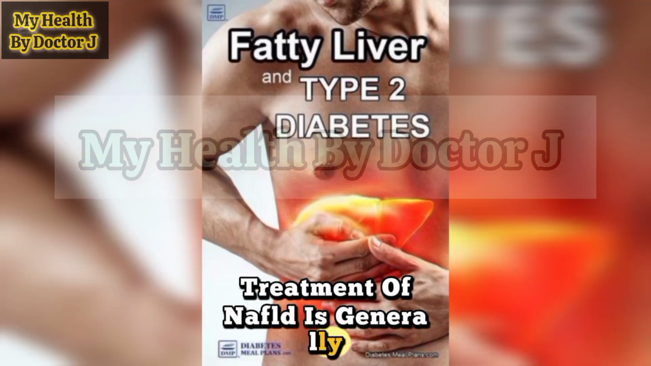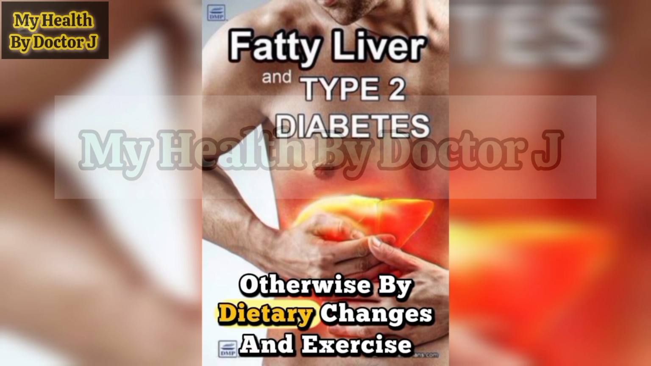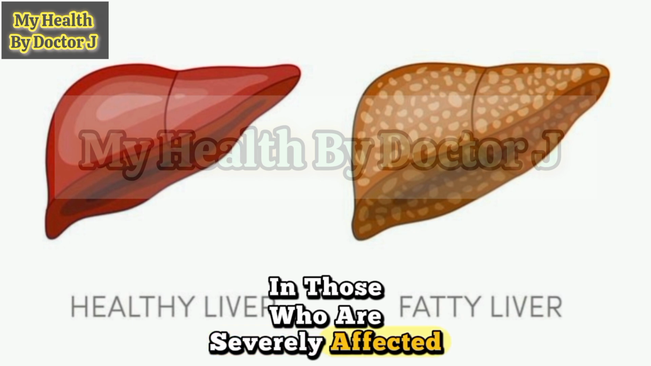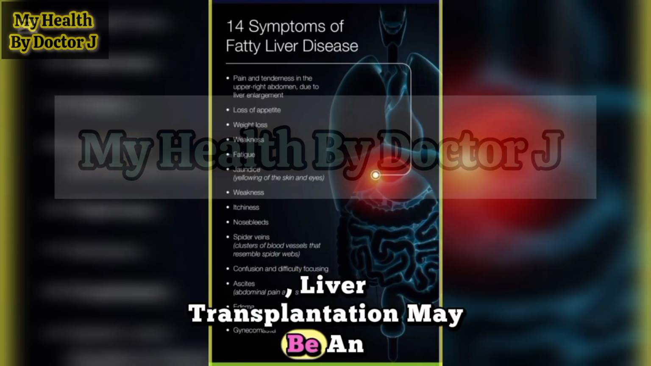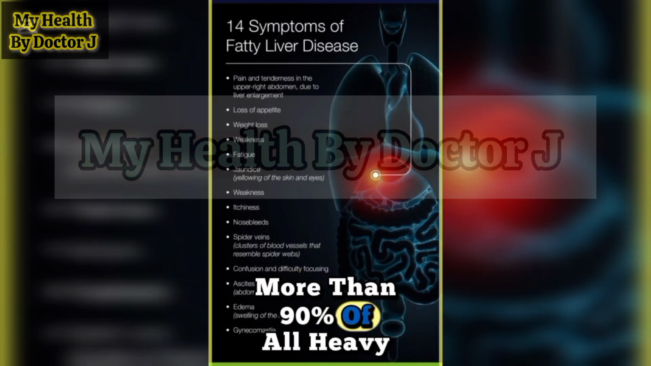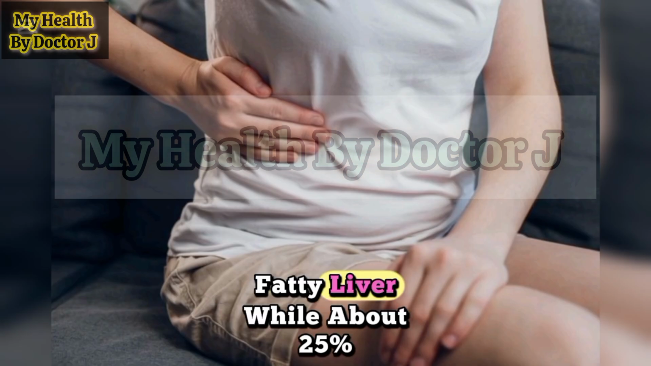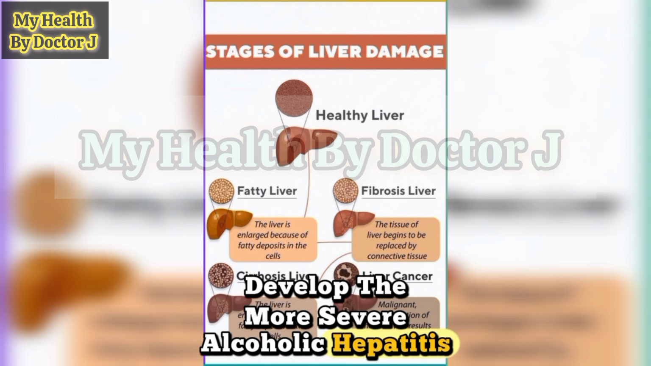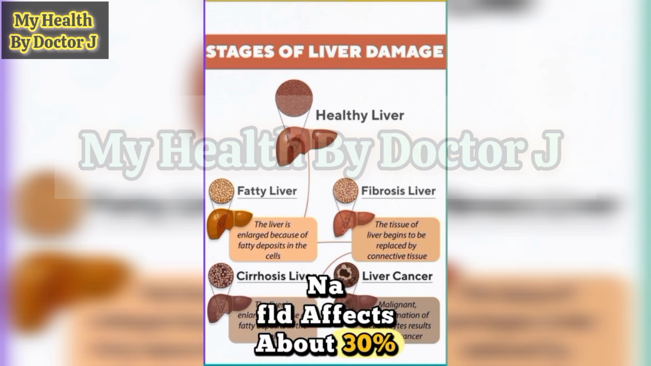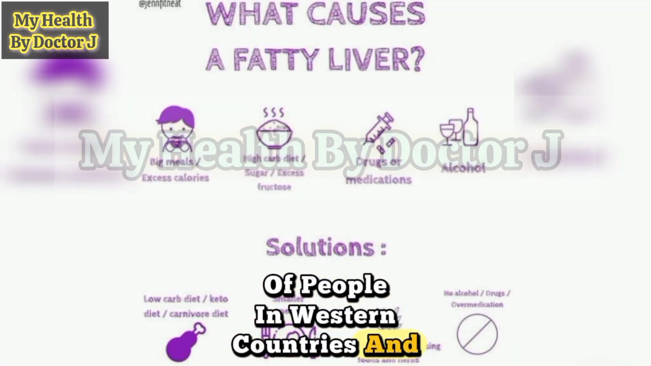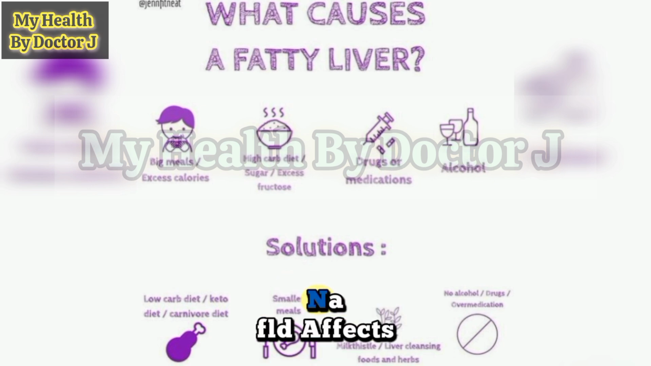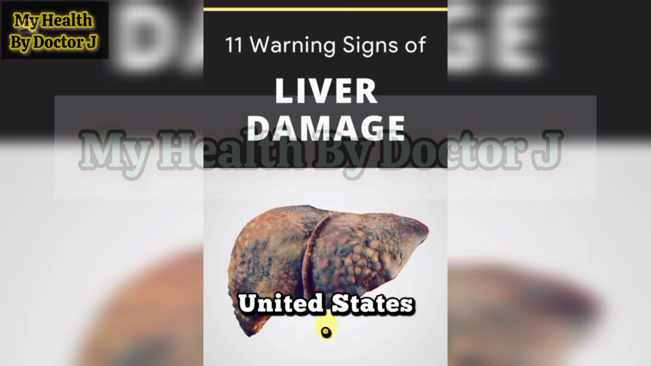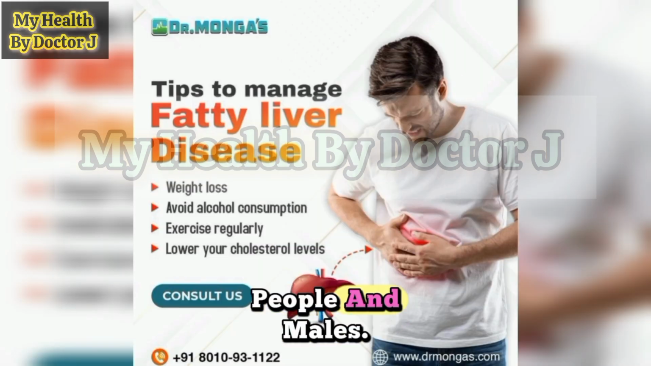Treatment of NAFLD is generally by dietary changes and exercise to bring about weight loss. In those who are severely affected, liver transplantation may be an option. More than 90% of all heavy drinkers develop fatty liver, while about 25% develop the more severe alcoholic hepatitis. NAFLD affects about 30% of people in Western countries and 10% of people in Asia. NAFLD affects about 10% of children in the United States. It occurs more often in older people and males.